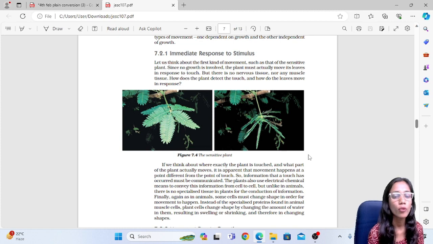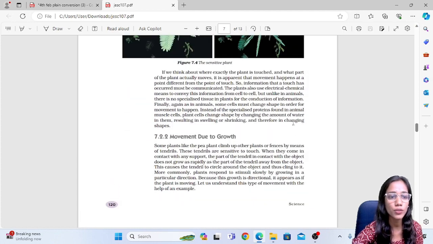So mostly the response in plants happens due to the production of chemicals, and the site at which the chemical is produced is different from the site at which the plant is touched. In humans or animals, it is the electrical impulse which is produced and transferred to the nerve cells only. Over here, a particular chemical is produced which goes to that particular cell which has to change shape, or which has to droop. So that is the immediate response to stimulus.